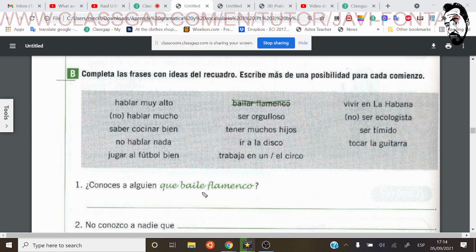Okay. More example. En mi clase no hay nadie que. So, en mi clase no hay nadie que. Okay. So, in my class too, there isn't anyone who. Yeah, anyone who say ir a la disco, who goes to the disco.